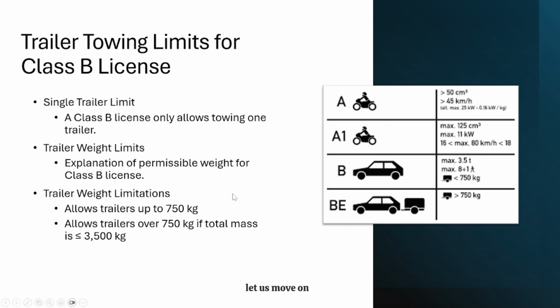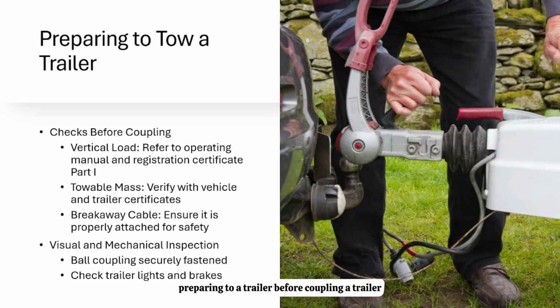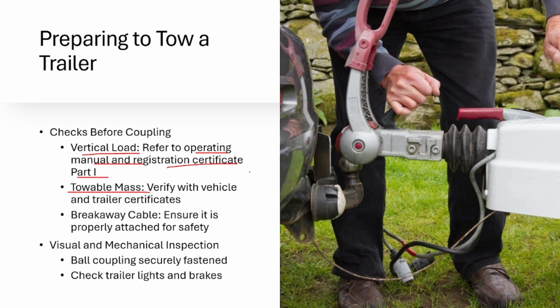Okay, let's move on. Preparing to tow a trailer. Before coupling a trailer, which is connecting your car to your trailer, perform checks on your vertical load and your towable mass. This is generally seen in the operating manual or the registration certificate part 1 of your vehicle. Also ensure that your breakaway cable is properly attached. Also ensure that the ball coupling is securely fastened and check the trailer for the lights and the brakes.